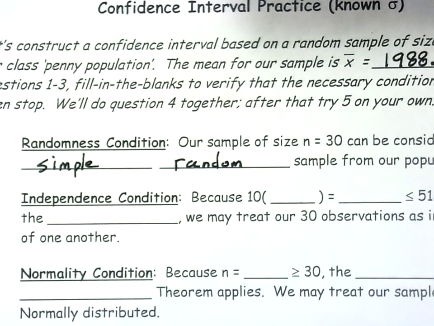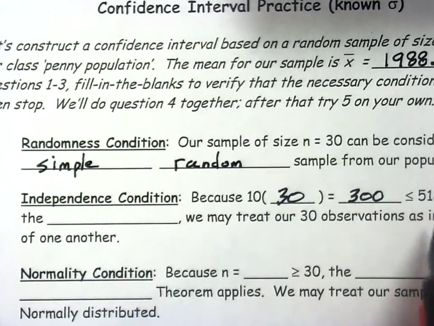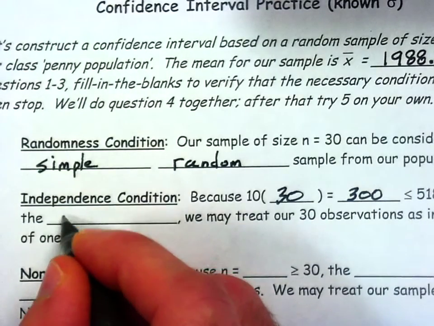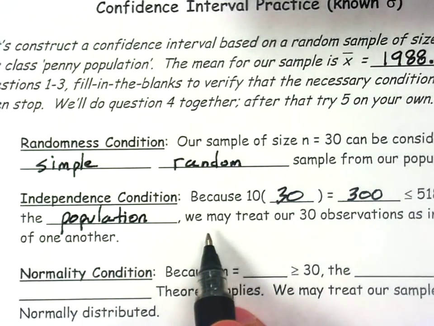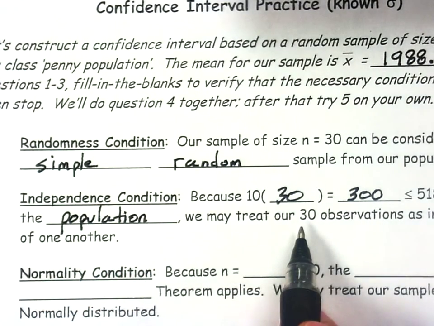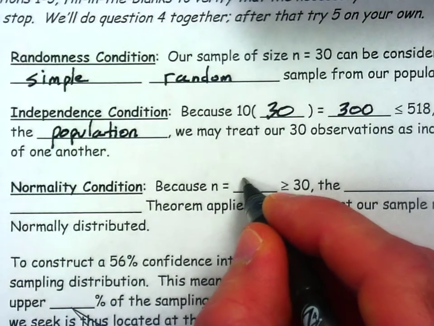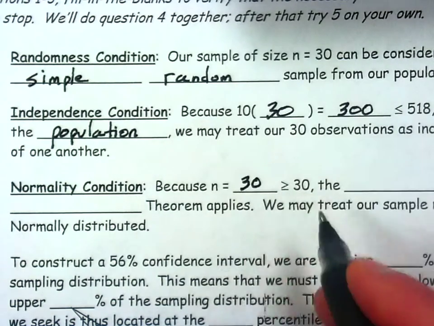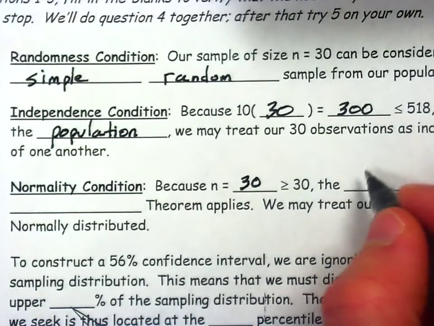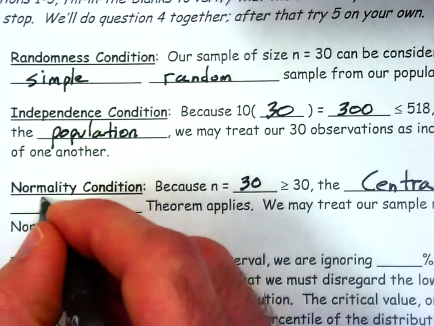The independence condition is met because 10 times our sample size is 300. That's less than or equal to the 518, the size of the population. That's the number of pennies in the penny container. So we can treat our 30 observations as being independent of one another. The normality condition is also satisfied. It doesn't matter that our population distribution is skewed because our sample size is 30. That is greater than or equal to 30, so the central limit theorem applies.